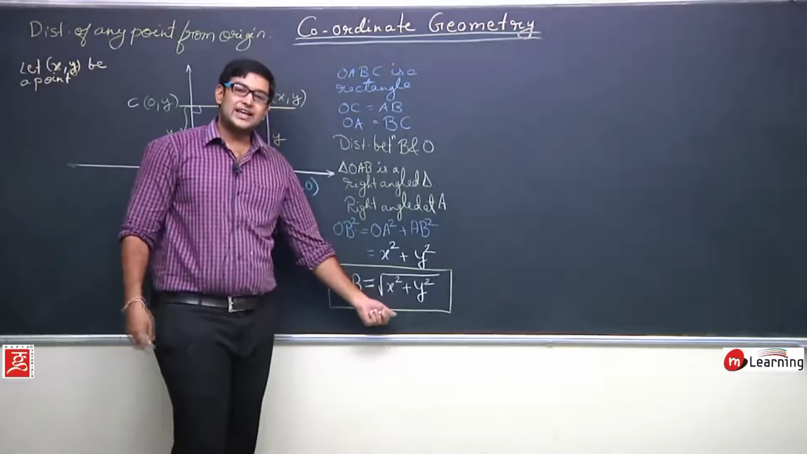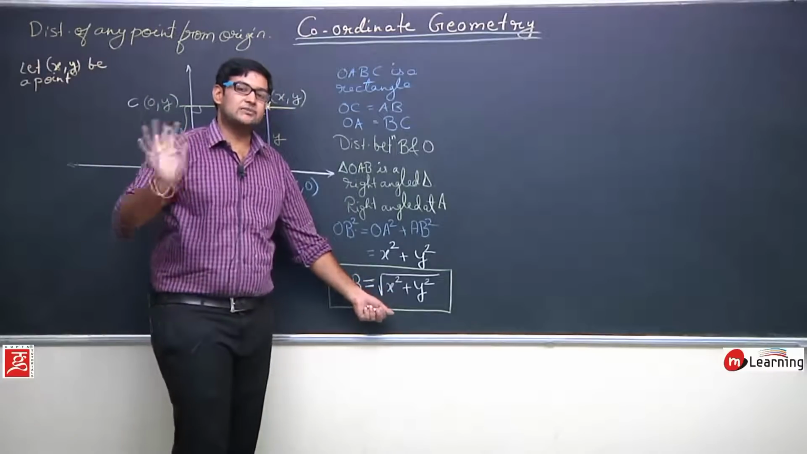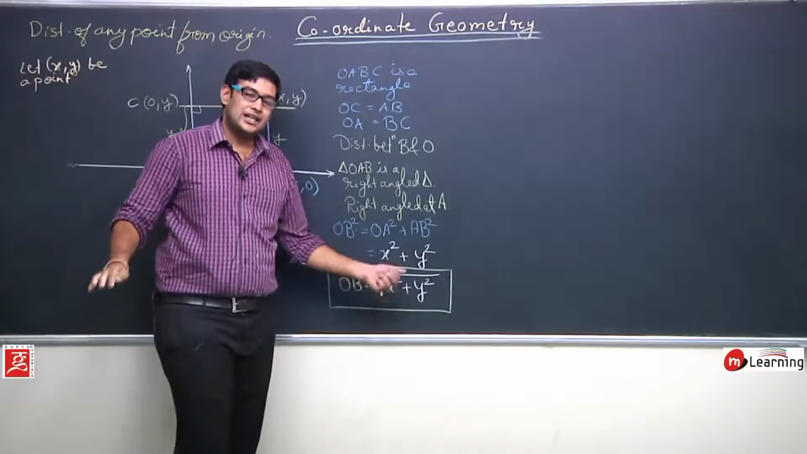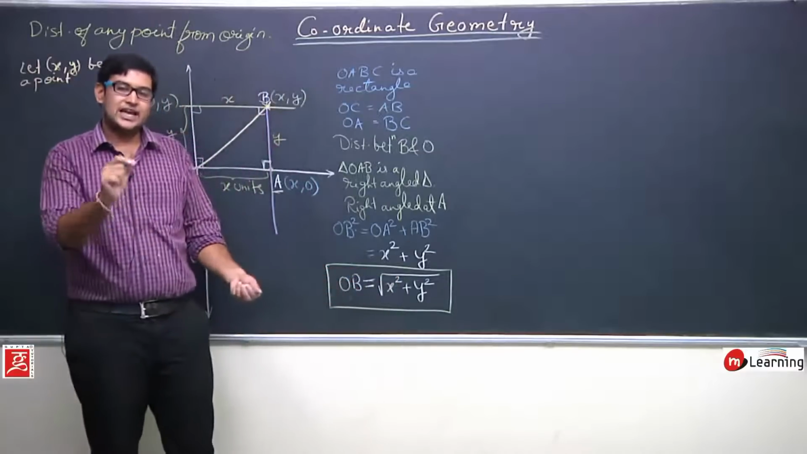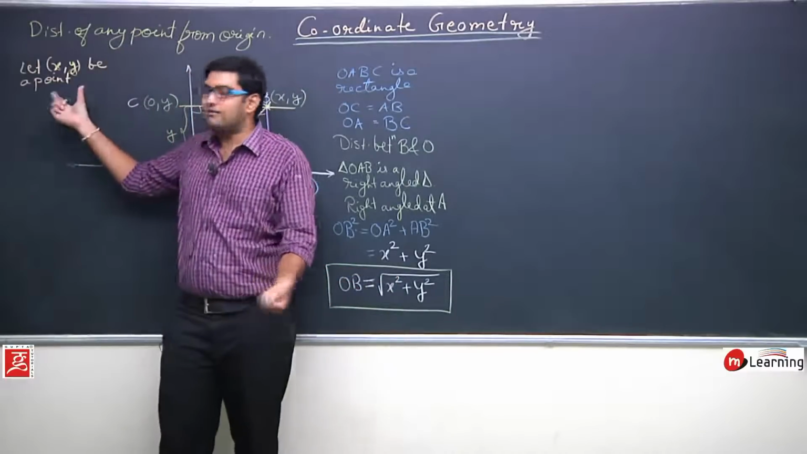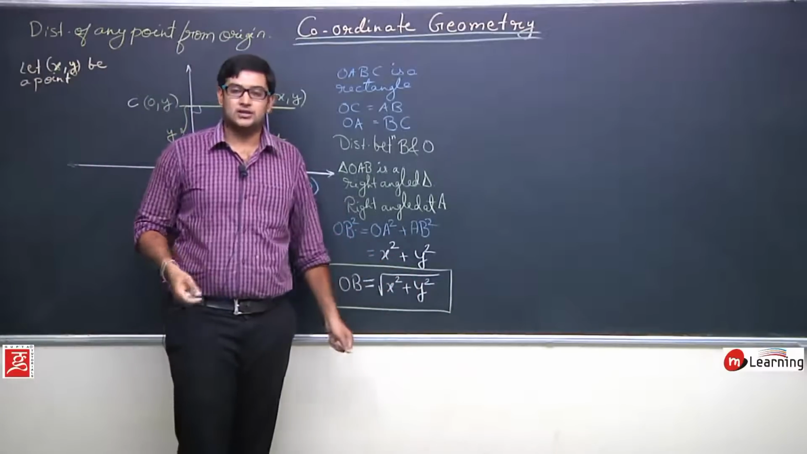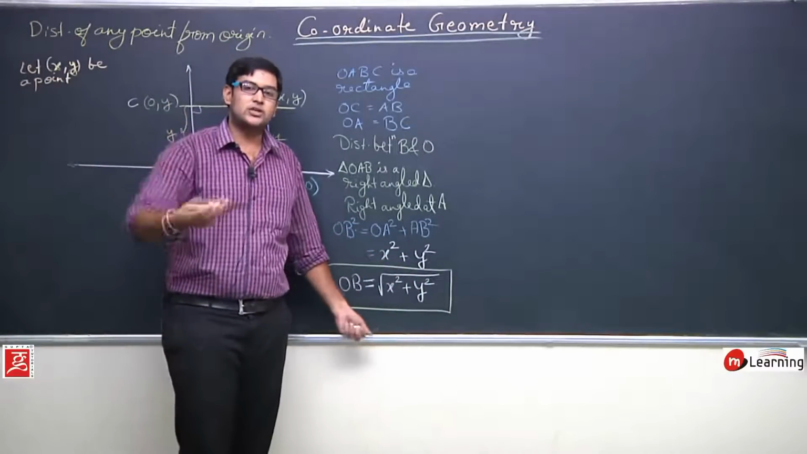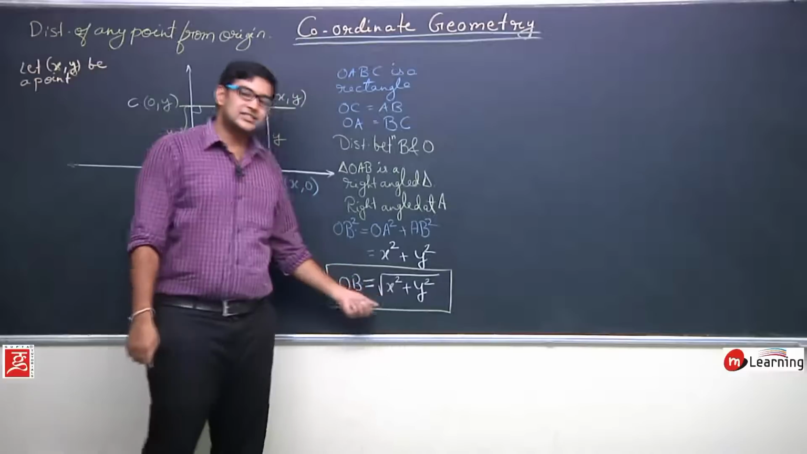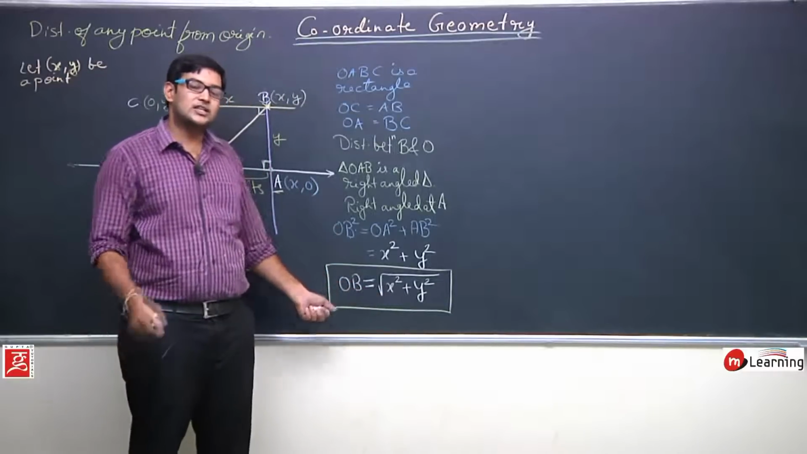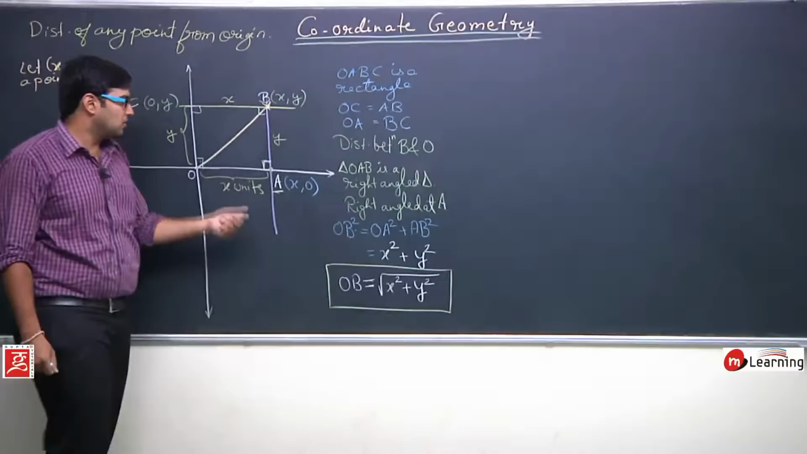Now you can take any value of x, it doesn't matter. You can take any value of y, it doesn't matter. The distance of the point which has the coordinates x comma y from the origin will be equal to root of x square plus y square. So this is the generalized formula to calculate the distance of any point from the origin.